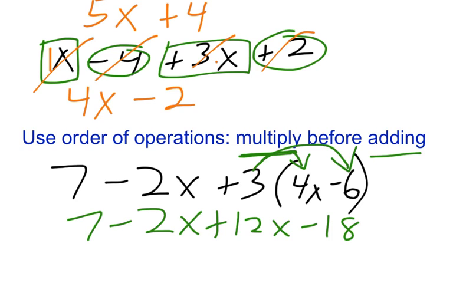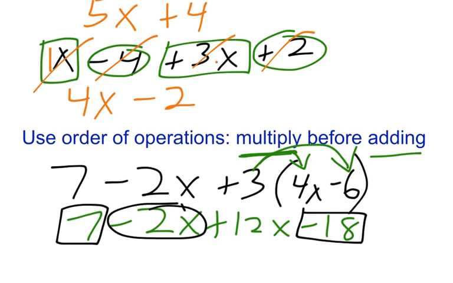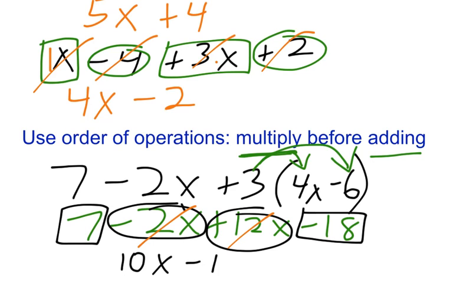And now I'm going to box and circle my like terms. So my 7 and my negative 18 get combined, and then my negative 2x and my plus 12x get combined. And negative 2x plus 12x gives me 10x. I'm going to mark those off because I've completed those. And 7 minus 18 gives me negative 11. So I can mark those off. So it's 10x minus 11.